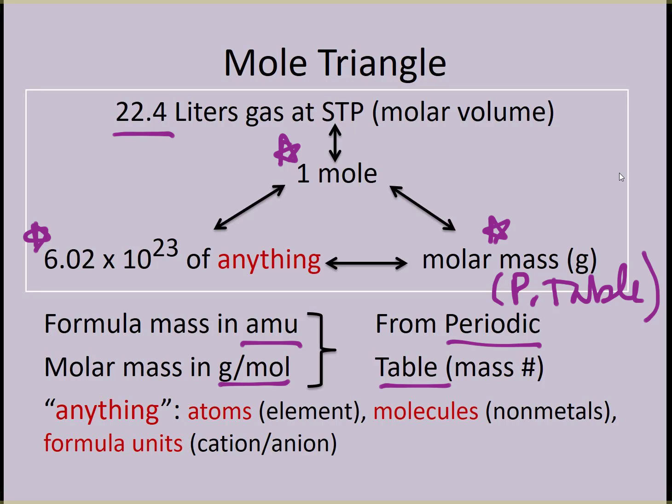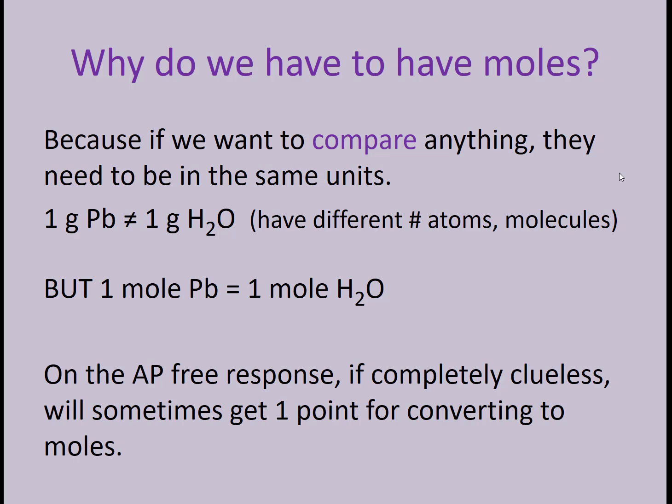Now, anytime I have 6.02 times 10 to the 23rd of anything, that could be atoms or molecules or formula units, that is equal to the masses that I can add up from the periodic table, or it's equal to 1 mole. So all of those mean the same thing. Why do we have to have moles? Because if we want to compare anything, they need to be in the same units.